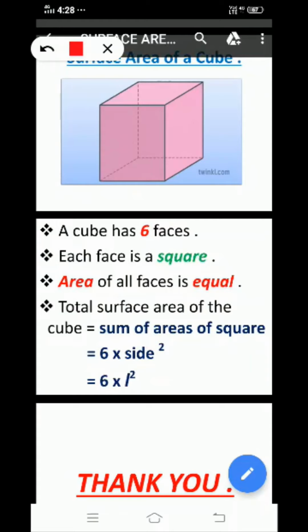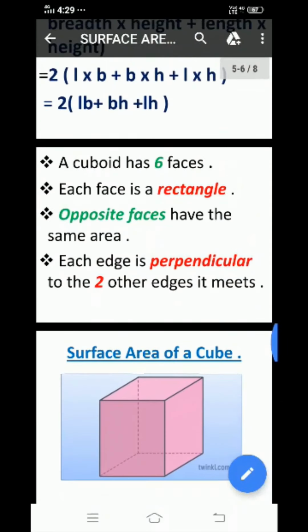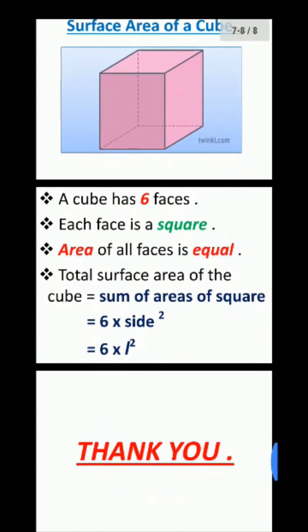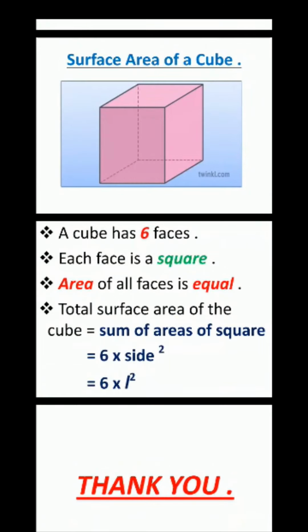Understood? Total surface area of a cube and total surface area of a cuboid. The cuboid formula is 2 into bracket length into breadth plus breadth into height plus length into height. Okay, and the surface area of a cube is what? 6 into side squared. It is very important.